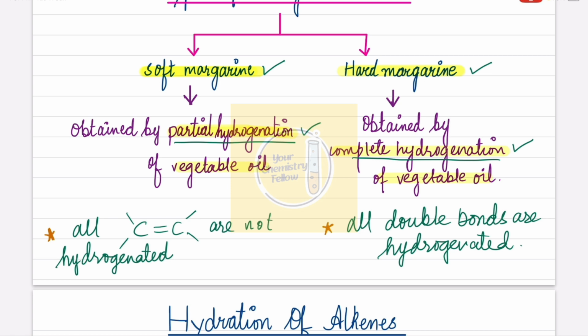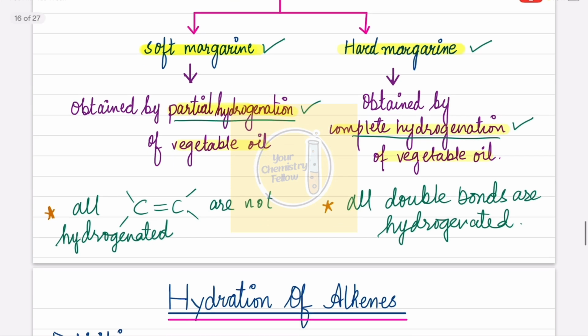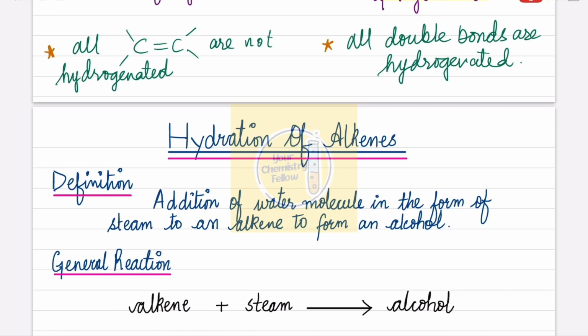As vegetable oils are oily in nature, they are polyunsaturated, so they are oily in appearance. So incomplete hydrogenation results in the soft margarine, which is oily in texture. So this is all about the hydrogenation of alkenes.